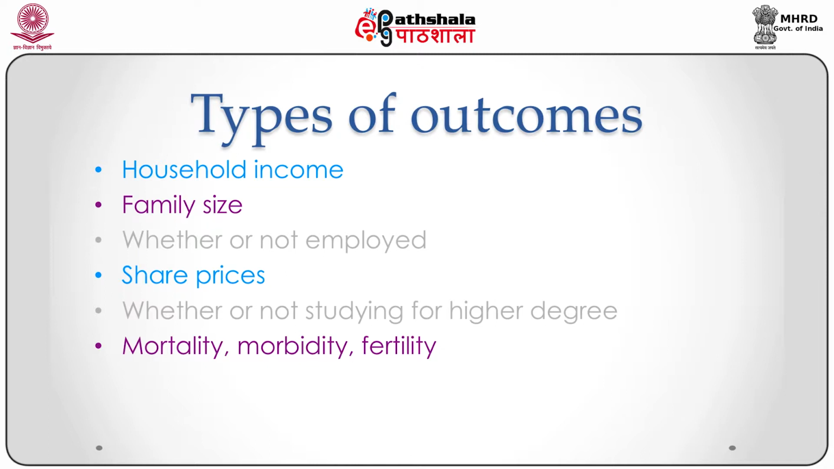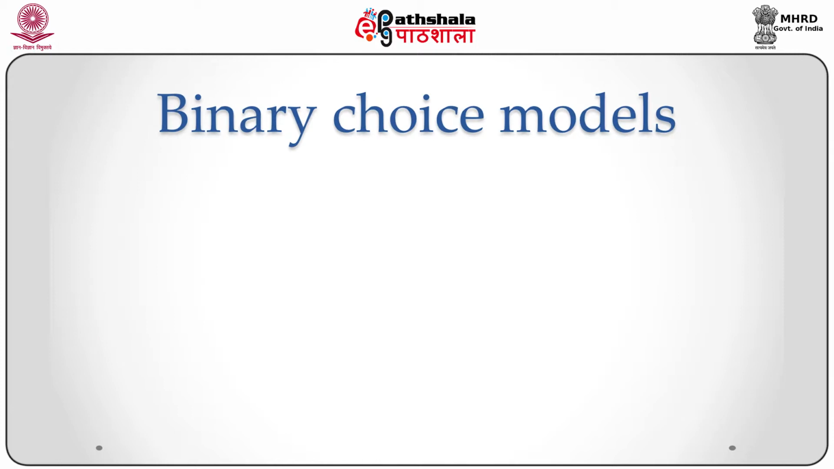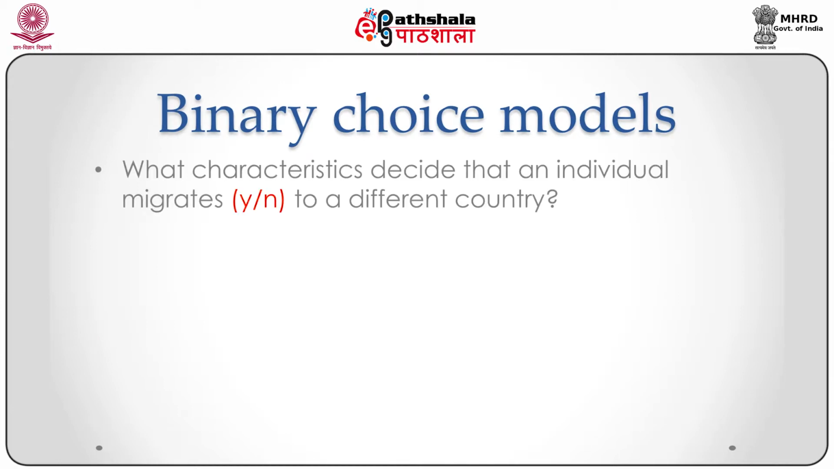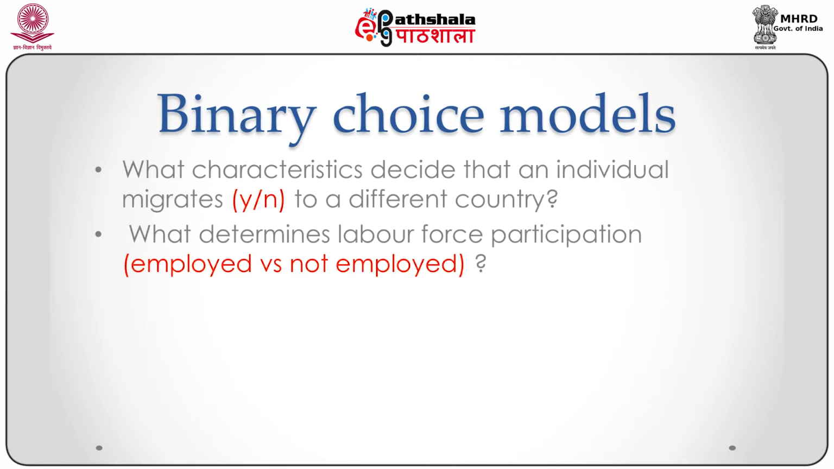Family size, mortality, morbidity, fertility, which have been indicated in purple, are yet another type of variable for the statistician. They are called count variables. The remaining variables, which have been indicated in gray, are called binary variables. So statisticians record these variables using 1 or 0. The value 1 occurs if a certain event occurs, and 0 if the event does not occur.